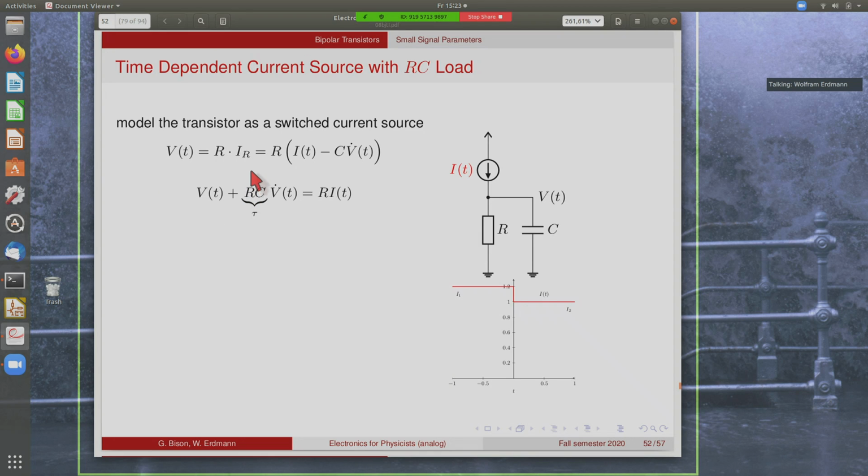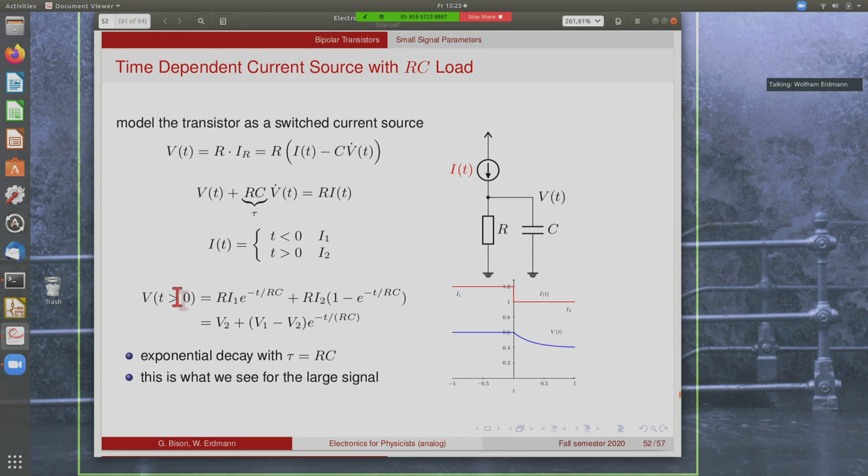And then we have this usual differential equation from the RC filter. Now, if your current is this step function, so you start with some value and then you drop it down to a second value, you can simply solve it for this time as a sum of exponentials. The result can be written as V2, the second value that you reach for the voltage, I2. So R times I2 is V2, and then the difference of the two multiplied by this decaying exponential, which decays with the time constant RC.